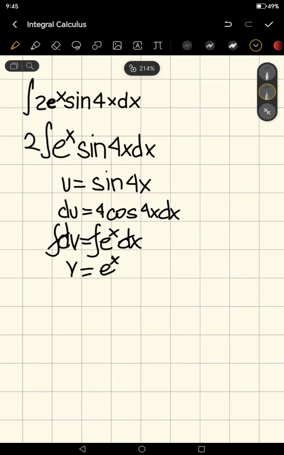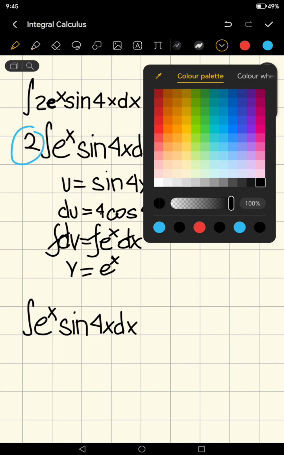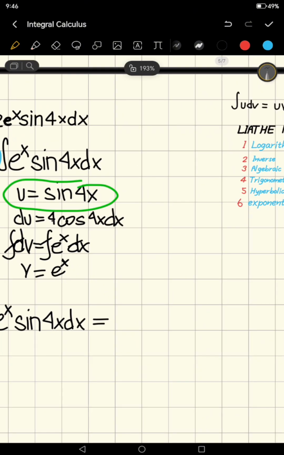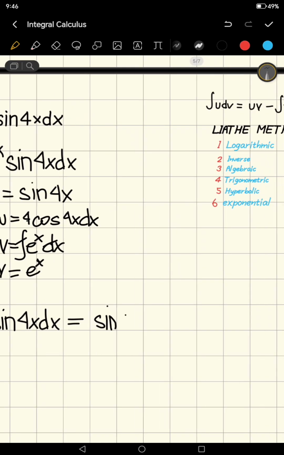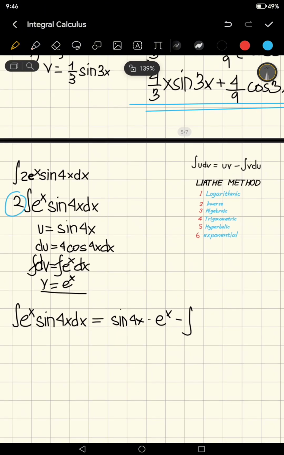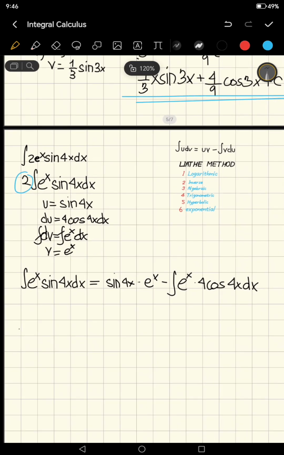Copy lang muna natin, then let's start following the formula. Set aside muna natin yung constant 2 na pinactor out natin kanina. Okay, u is equal to sine 4x, v is equal to e raised to x. Let's input it. So it will become the integral of e raised to x sine 4x dx is equal to sine 4x times e raised to x minus the integral of v, which is e raised to x, times du, which is the positive 4 cosine 4x dx.